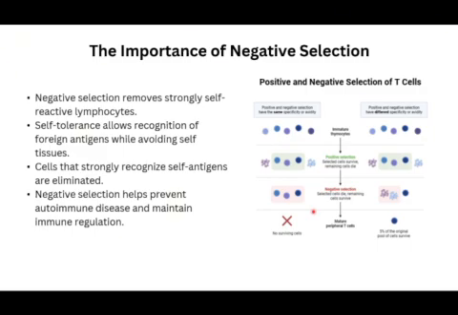Cells that strongly recognize self-antigens are removed before they can enter circulation, preventing potentially harmful self-reactive lymphocytes from becoming active in the immune system. If this recognition does not occur, the receptors will begin to attack healthy self cells, which can lead to autoimmune disorders. Without negative selection, the immune system would have difficulty distinguishing self from non-self, leading to harmful immune responses.